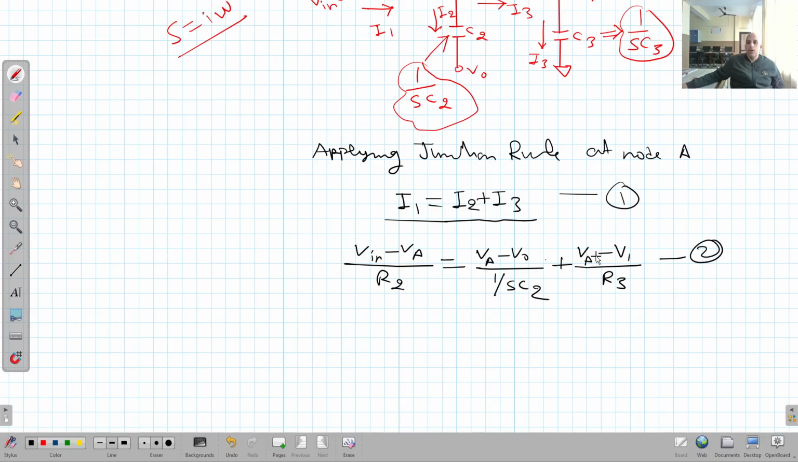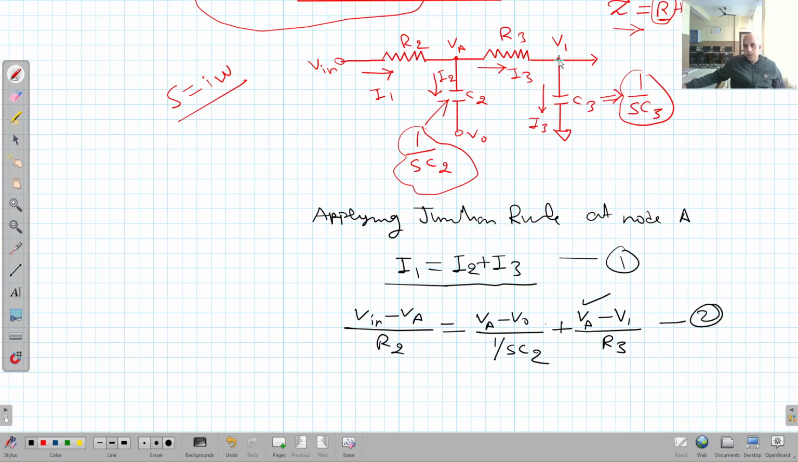Now, in order to solve equation number 2, I require the value of BA. Clear? So, to find out the value of BA, we are now going to consider node 1. At node 1, I am applying the junction rule. Clear? So, according to the junction rule, I3 must be equal to this current plus this current. But the current toward this side is nearly equal to 0. So, it means I3 is equal to I3 at node 1.